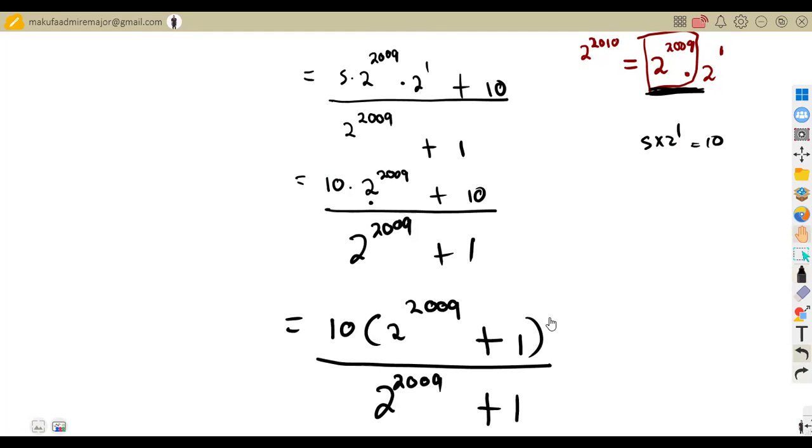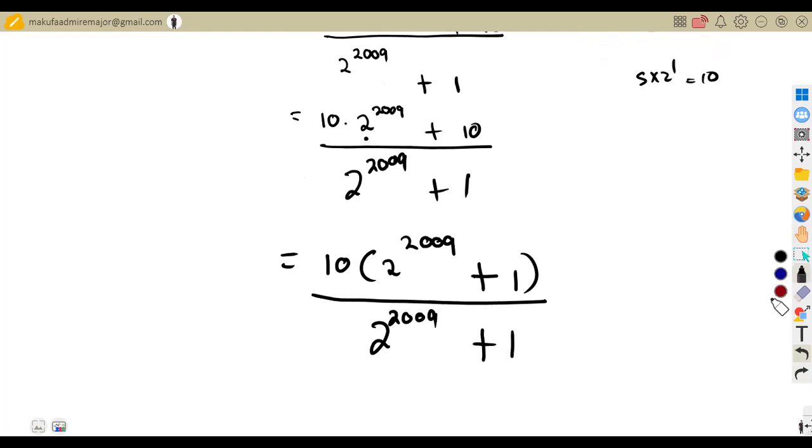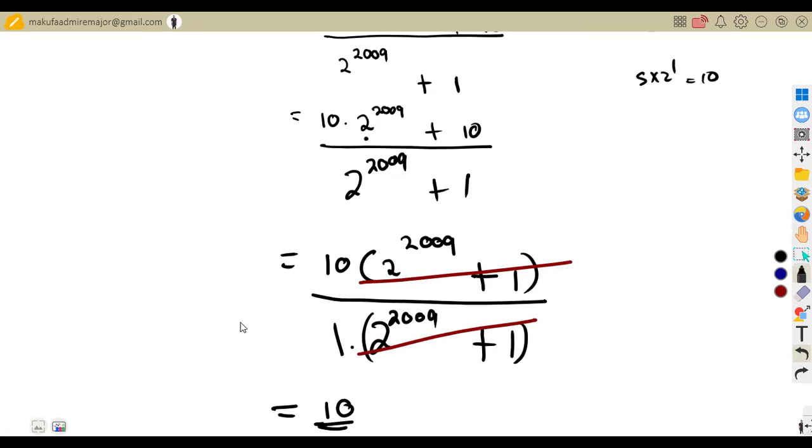So as we can see, these two are actually the same. The one that we have in the bracket on the numerator is the same as the bracket and the 1 here. So you can see that this bracket is the same. This and this can cancel. We remain with 10 over 1, and 10 over 1 is the same as 10.